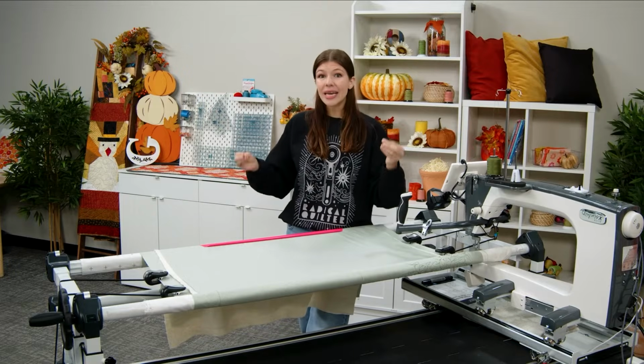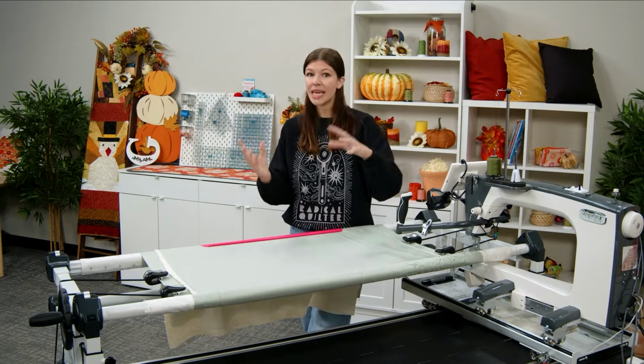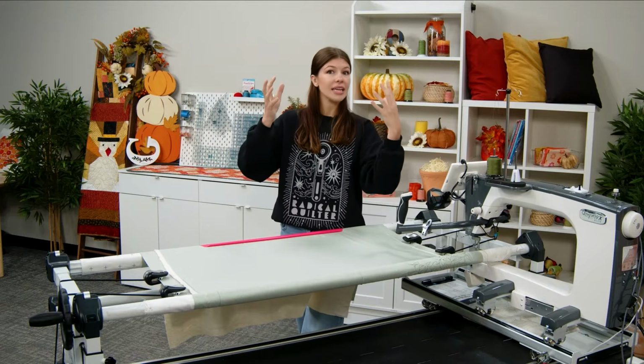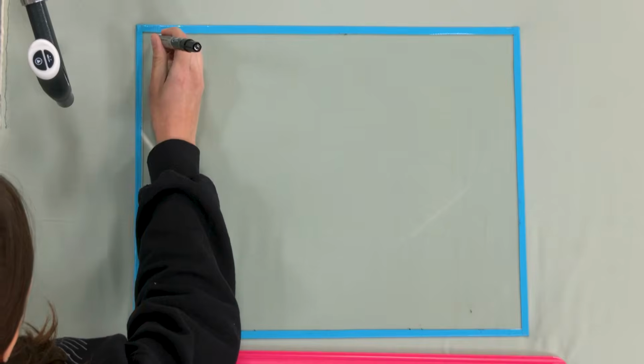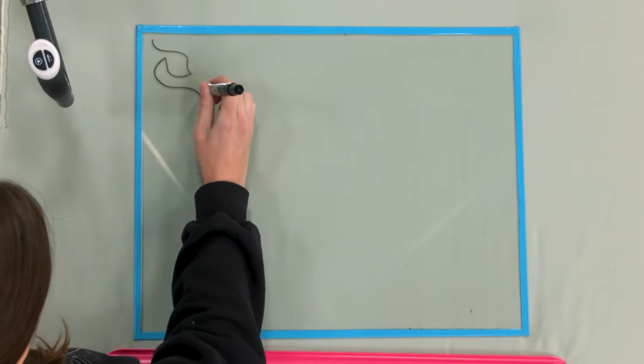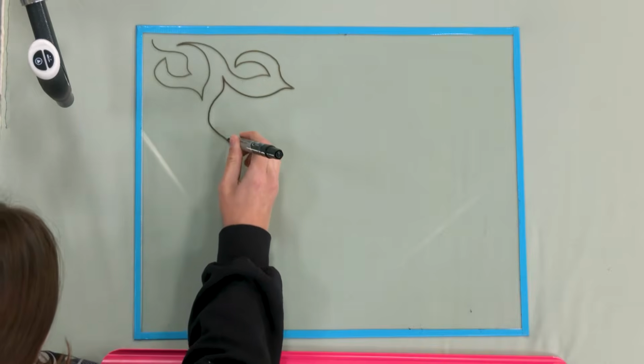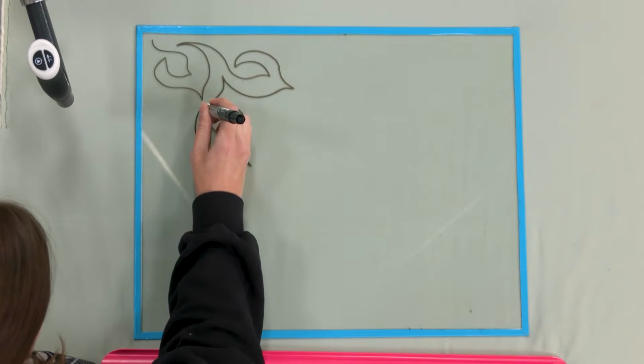The first design we're doing is a leaf meander, and so we're taking the basic meander we learned a while ago and we're just elevating it a little bit to look like a leaf. To start your leaf meander, you're going to start by making a teardrop shape, but you want to make sure to make it look like a leaf where there is a point at the top.